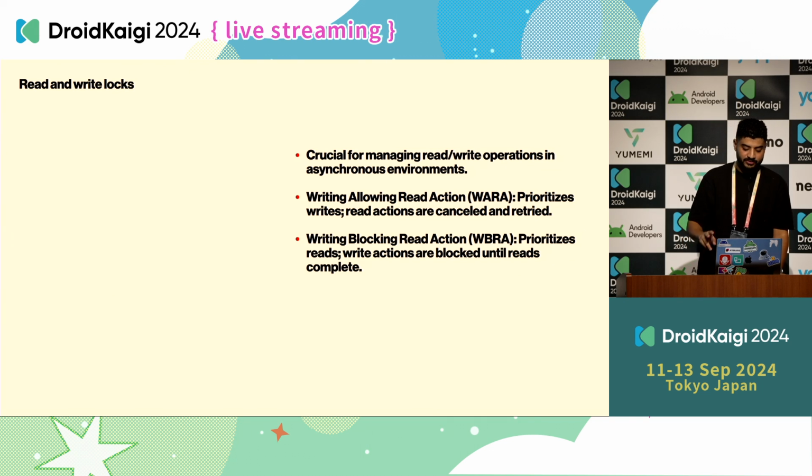So the platform provides two types of locks. We have write-allowing read action, WARA, which prioritizes the writing operation, which means it will cancel the read operation if there is a writing happening, and it will retry again to make sure it completes. And then we have a different strategy, write-blocking read action, WBRA. This will prioritize reading operations, which means blocking writing actions until the reading is complete.